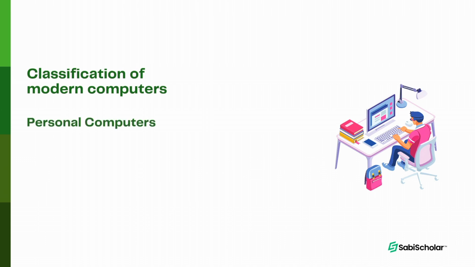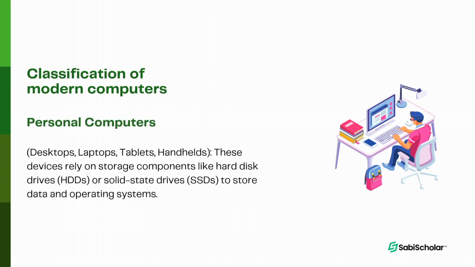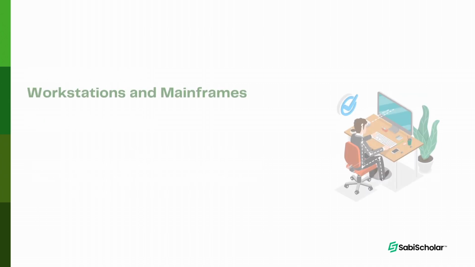So we have personal computers. So desktops, laptops, tablets, handhelds. Handhelds in this case could be an Android phone that you're using, or a personal digital assistant device. These devices rely on storage components like hard drives, or you could call them HDDs, or solid state drives, which most people know as SSDs, to store data and operating system. So we also have the workstations.